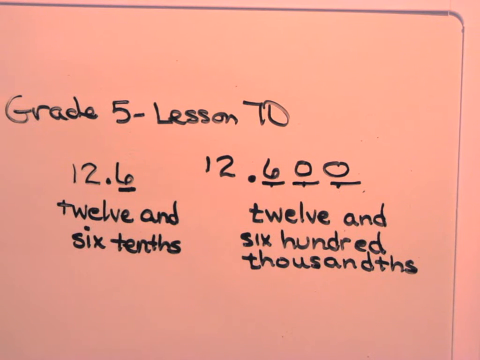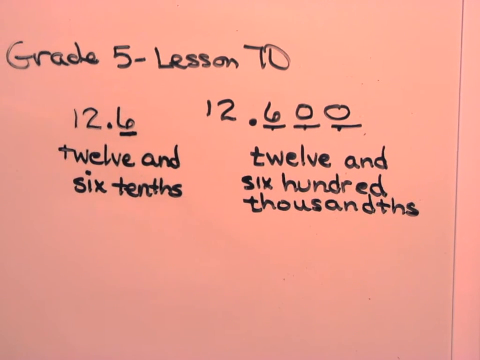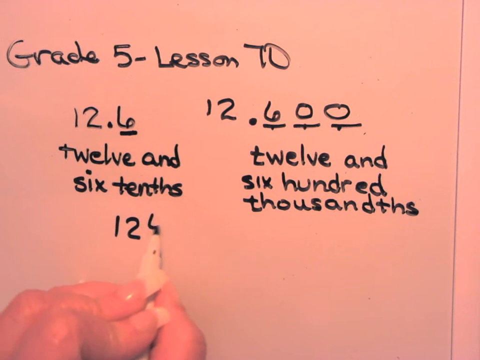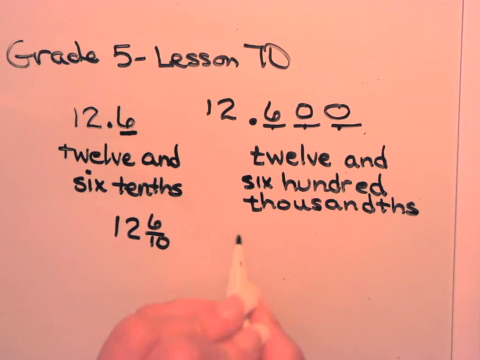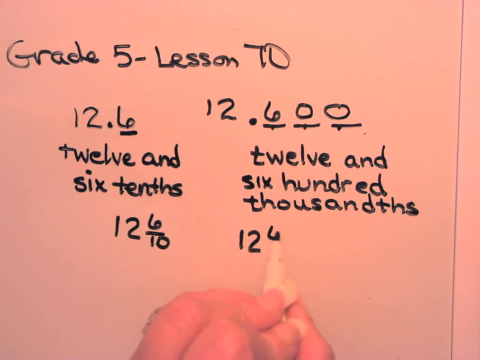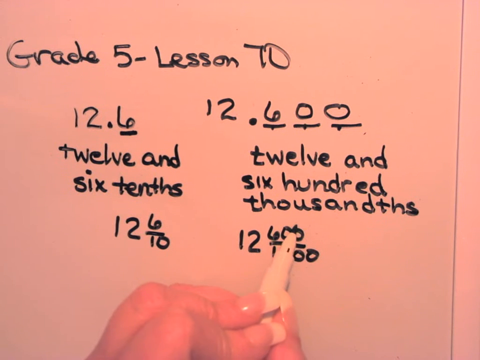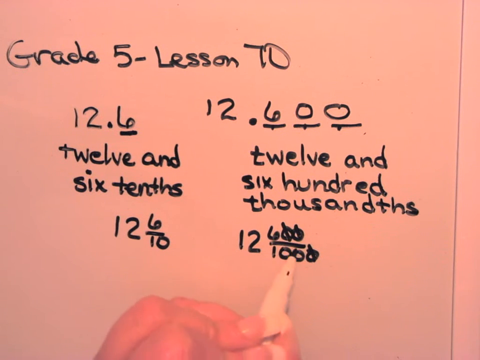Now, to figure out how that is the same, let's look at it in a mixed number. If I had 12 and 6 tenths, and then over here I had 12 and 600 thousandths. Well, to make it easier for us, let's take off those zeros. If I take off those zeros, what number do we have? We have the same number as we had over there. So 12 and 6 tenths is the same as 12 and 600 thousandths.